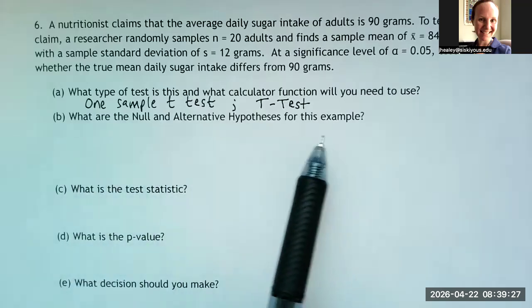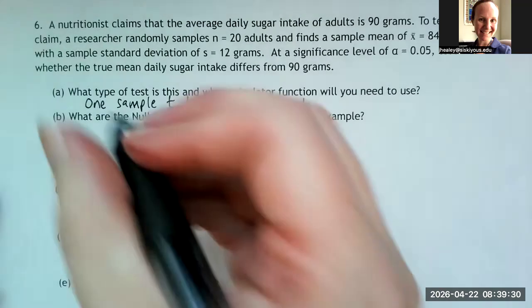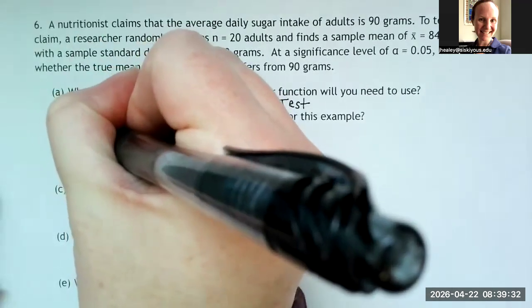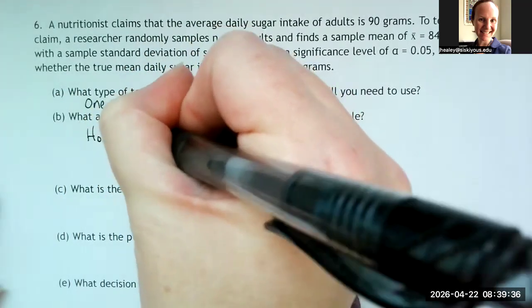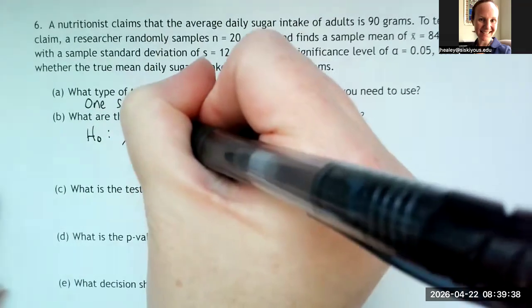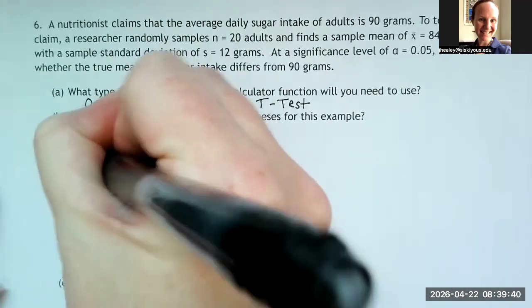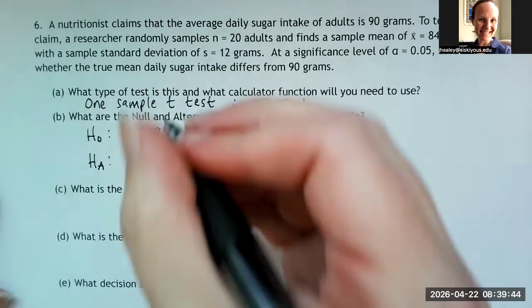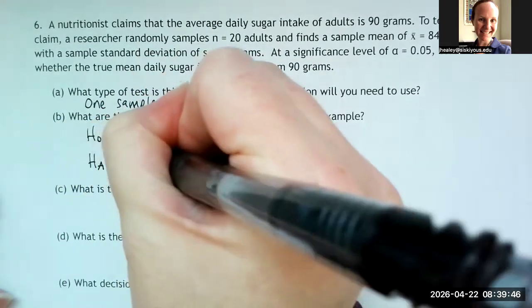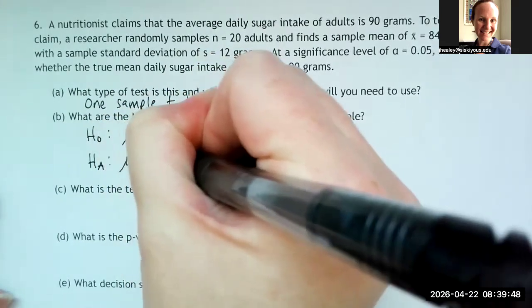So what are the null and alternative hypotheses for this example? We're going to say that the mean is equal to what they claim it is, 90 grams. And the alternative, they just said, is it different from 90 grams? So we're going to say not equal to 90.